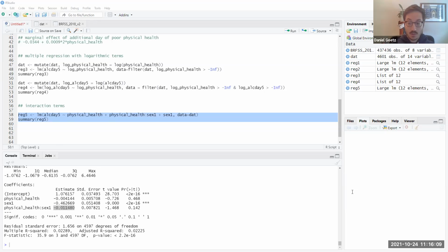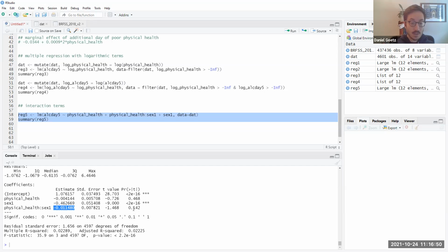How do we interpret this? So this is the extra effect of another day of poor physical health for women compared to men. So we can see that if a man has an extra day of poor physical health, they decrease the number of days spent drinking by 0.004. But if a woman has another day of poor physical health, she will decrease by negative 0.004 plus negative 0.011.